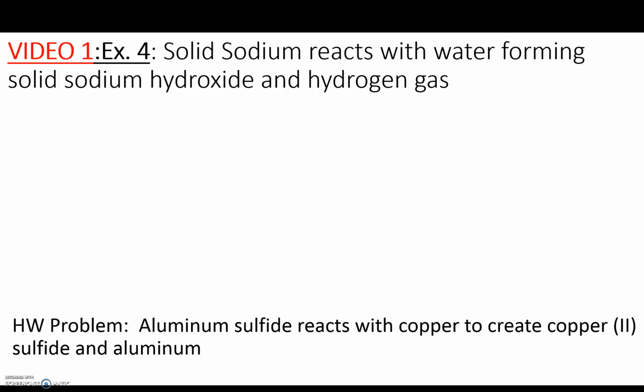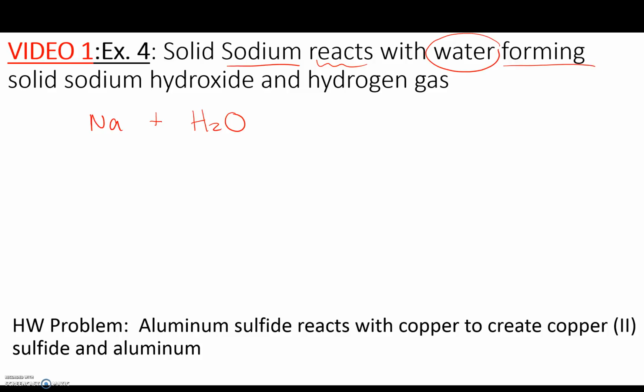Alright, so our first step is, it tells us we have solid sodium reacts with water, forming solid sodium hydroxide and hydrogen gas. So the first thing we need to do is go through and actually write out the reaction. So it tells us we have solid sodium, which is Na, and it tells us it reacts. So anytime you see the word reacts, that means we are representing a plus sign. And then we have water, so it's Na plus H2O.